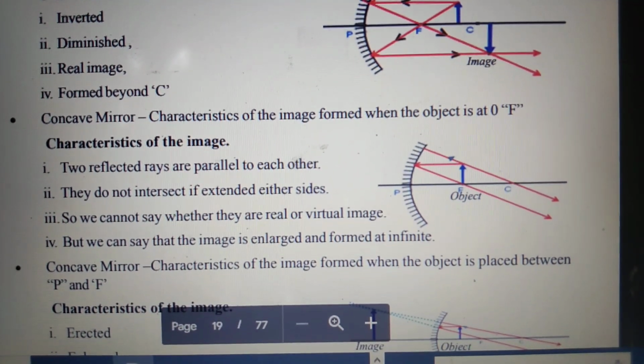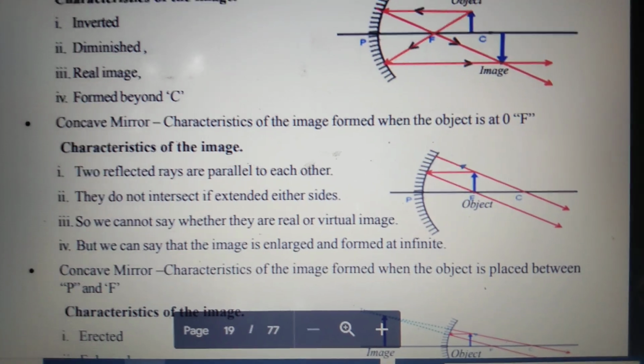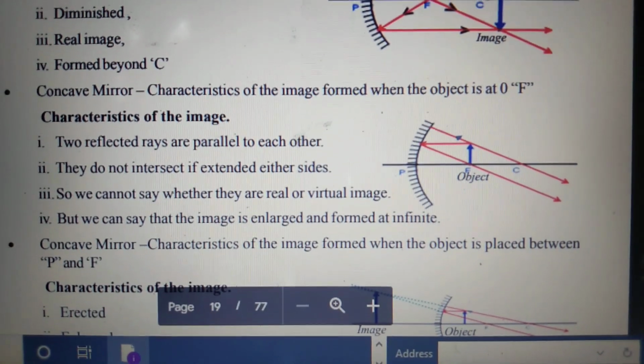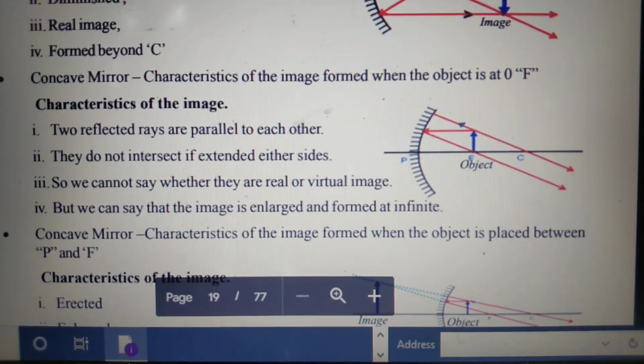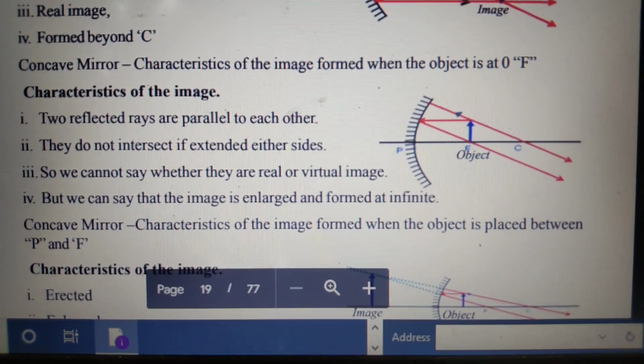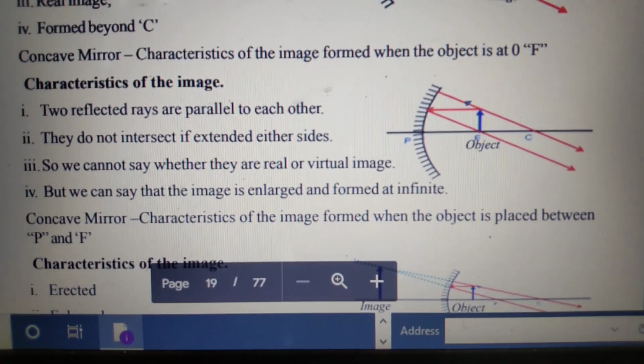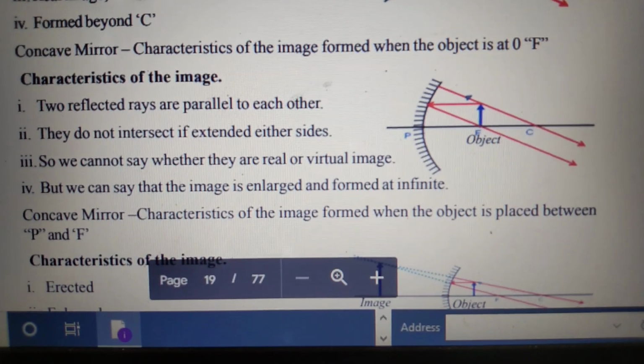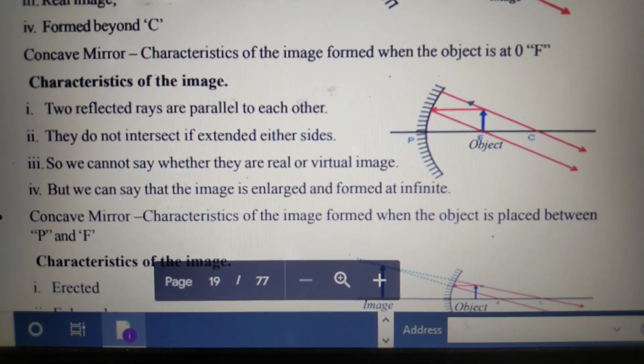Now coming to case number 4, when we place an object at focus, where will you get the image? You will get the image at infinity. And what about the characteristics of the image? The rays do not intersect even if they are extended on either side. So we cannot say whether it is a real or virtual image, but we can say that the image is enlarged and formed at infinity. Okay children.